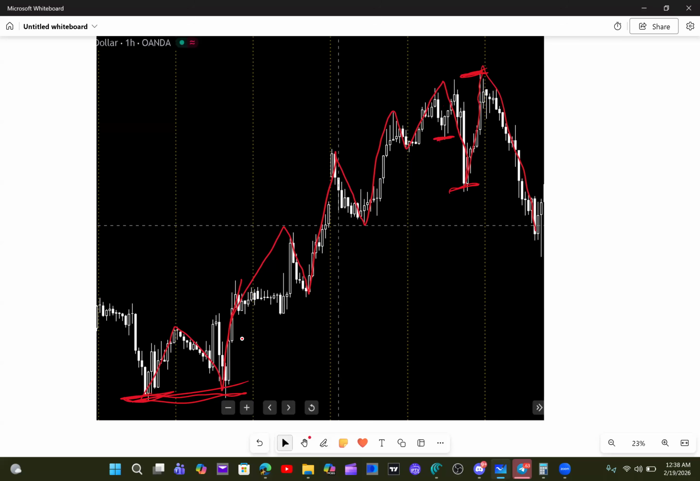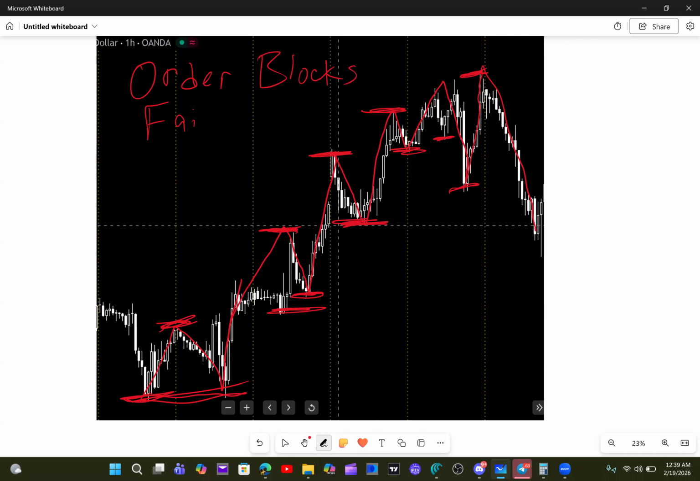So where's the external range liquidity? Above the highs, below the lows. Easy, right? Well, where's the internal range? The internal range liquidity can be found at what's called order blocks, fair value gaps, or FVGs. You can see them as supply and demand zones.